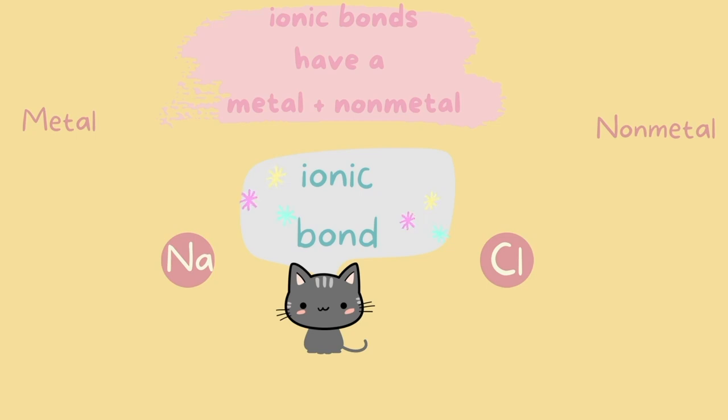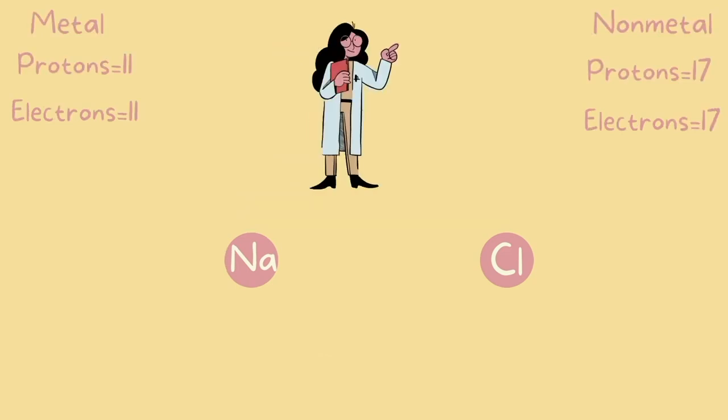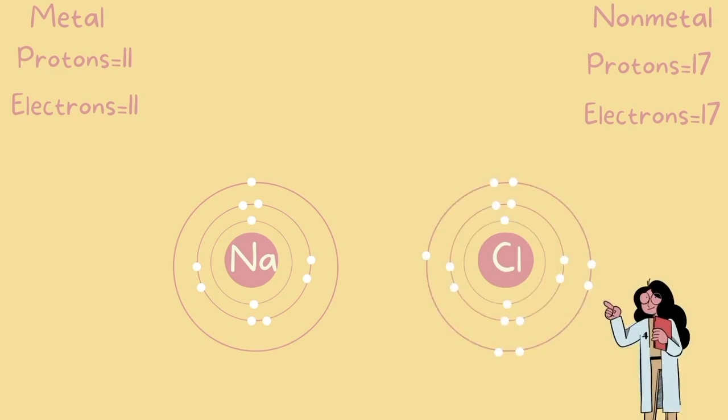Now you know that if you ever see a metal and nonmetal together, you know automatically it's going to be an ionic bond. Our sodium has 11 protons and 11 electrons, and our chlorine has 17 protons and 17 electrons. Sodium would look a bit like this, and chlorine would look like this.